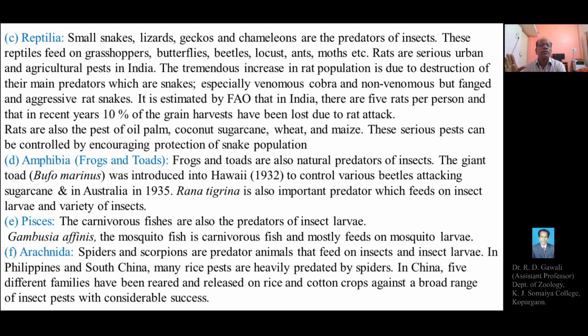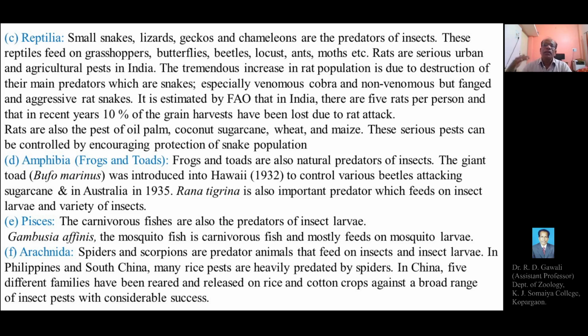But rats are also serious urban and agricultural pests, and the tremendous increase in the rat population is due to the reduction in the number of their natural predators, that is snakes like cobra or dhaman. It is estimated by FAO that in India there are 5 rats per person, and that in recent years 10% of the grain harvest has been lost due to rat attack. So rats can destroy about 10% of the food grains in India.